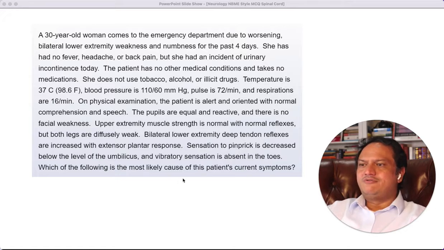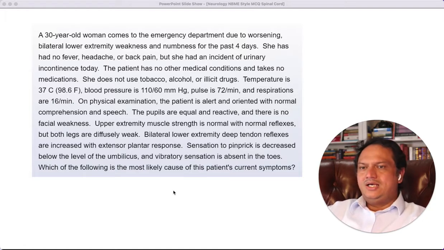So which of the following is the most likely cause of this patient's current symptom? We don't have the options here, but let's think about this summarization. It means that it has to be a lesion in the spinal cord affecting the upper motor corticospinal tract disconnect. Sensory level is at T10. And then below that, there is both anterolateral spinal and posterior involvement on both legs, bilateral.